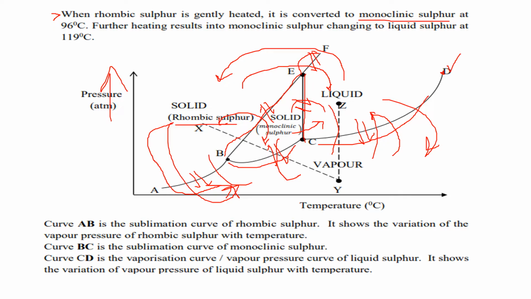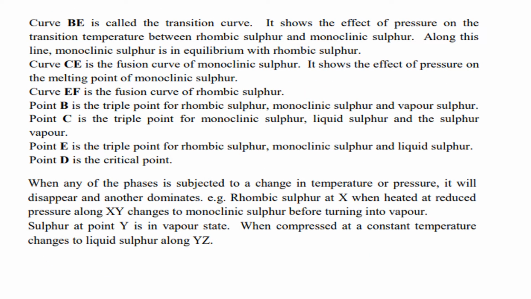Now let's start going through what I wrote down. You're saying that curve AB is a sublimation curve of rhombic sulfur, and I've already explained that. And curve BC is a sublimation curve of monoclinic sulfur. Curve CD is a vaporization curve of liquid sulfur. I think we have already looked at that. And in this slide, you are going to be looking at what I've already explained. So it's better to pause the slide and take the notes, because everything present, we have explained. So curve BE, as we explained, is going to be the transition curve.